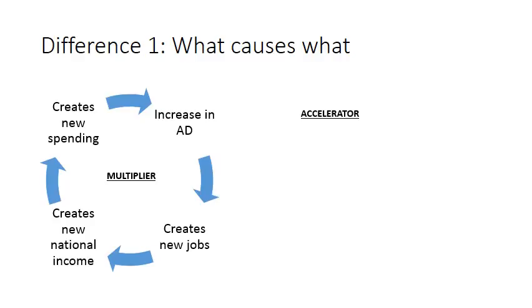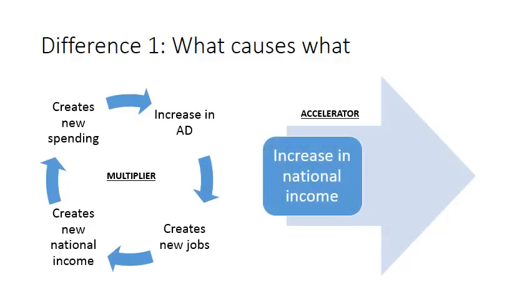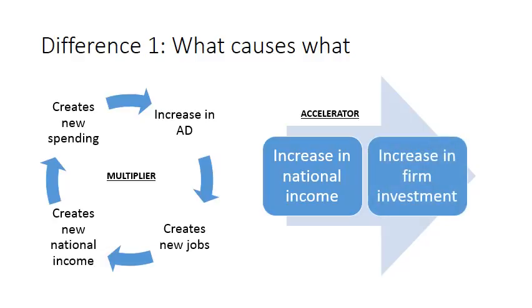Instead, with our accelerator, it's a much more one-way relationship. Here, starting at the increase in national income and ending up at an increase in the component of aggregate demand, i.e. firm investment. Now, accelerator processes could lead into multiplier processes, but they're fundamentally different. One starts with the increase in aggregate demand, the other starts with the increase in national income.